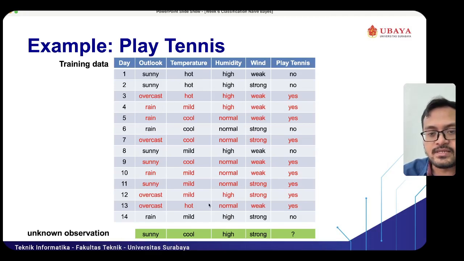And this is the data set that we have. If we have a new observation that we want to predict, where the outlook condition is sunny, temperature is cool, humidity is high, and the wind is strong, what is the label or the output that will be predicted? It is whether we will play tennis or not, right? So this is the output that we want to predict.